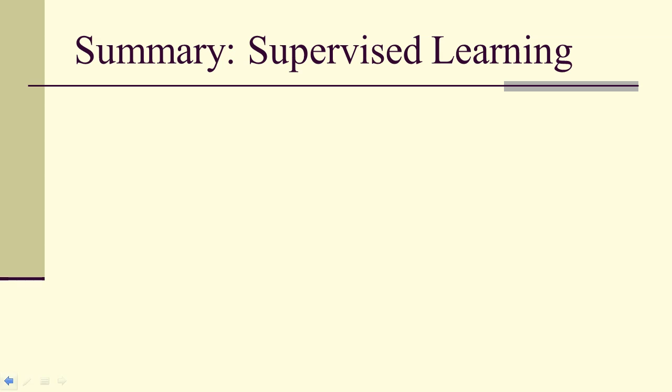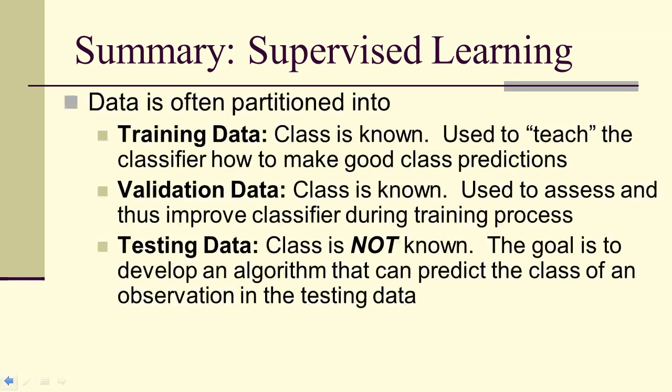So in summary, supervised learning. We partition training data into training data, where the class is known. We teach the classifier how to make good class predictions. Validation, the class is known. We assess and improve the classifier. And the test data, the class is not known. Our ultimate goal is to develop an algorithm that can predict the class of an observation in the testing data where it's unknown.